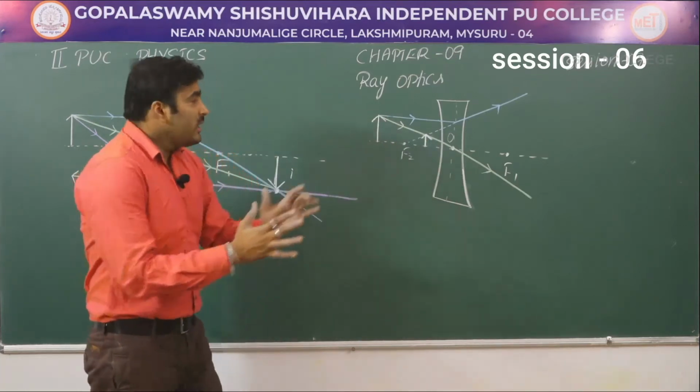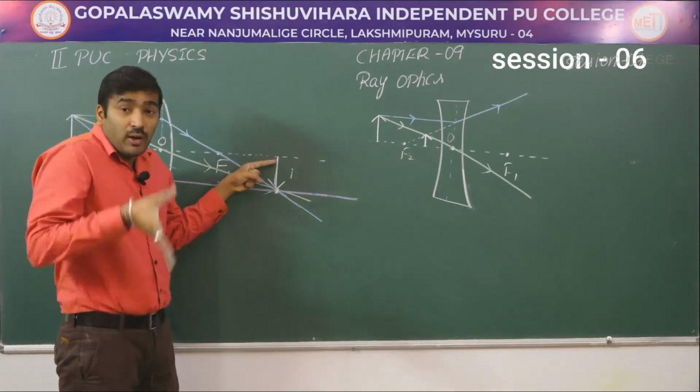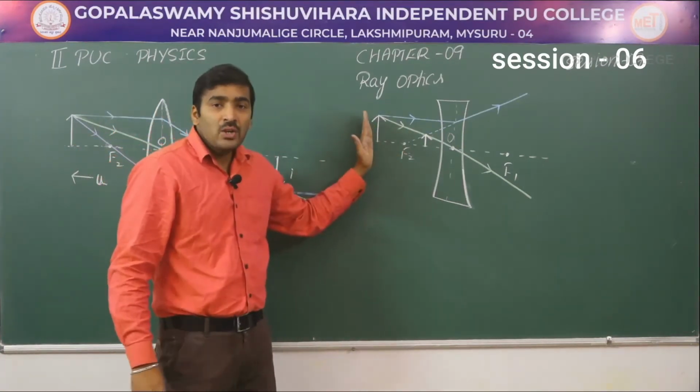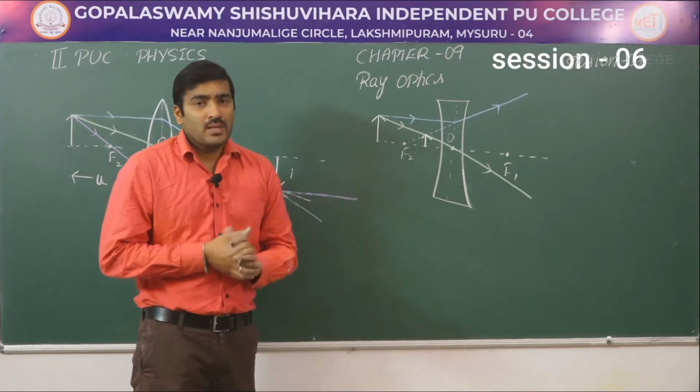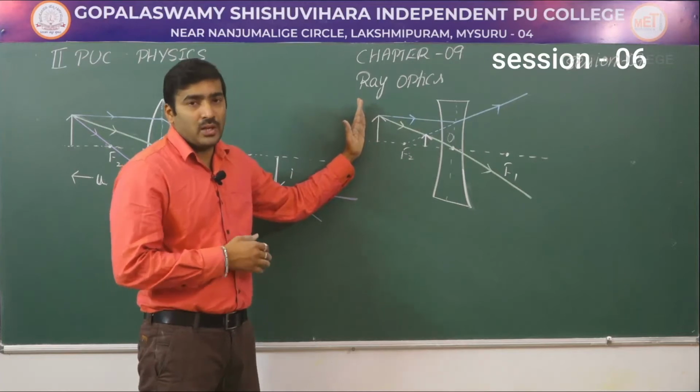You can observe the difference between this image and this image. This image is an inverted image and this image is an erect image. Erect means which looks the same as the object. Size may be different, but this image is just like the object.